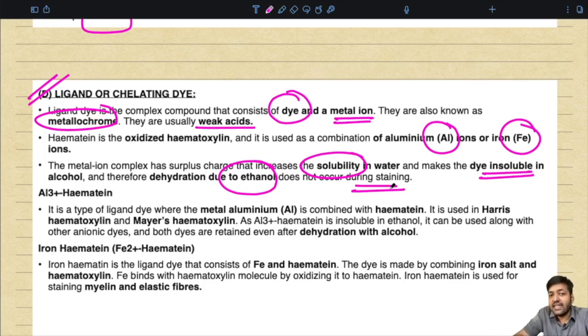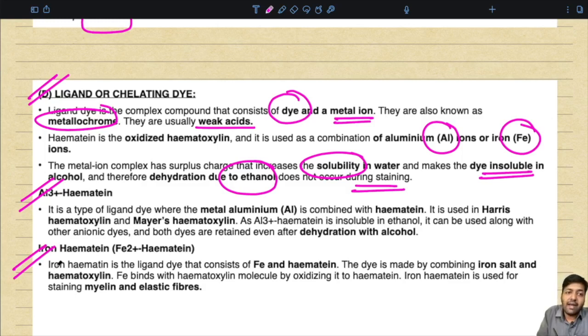That is why during the dehydration process, it is resisting the dehydration process. Therefore dehydration due to the ethanol does not occur during staining, remember, because the dye becomes soluble in the water, and thus the dye is retained. So the 2 examples are aluminium hematine and iron hematine.